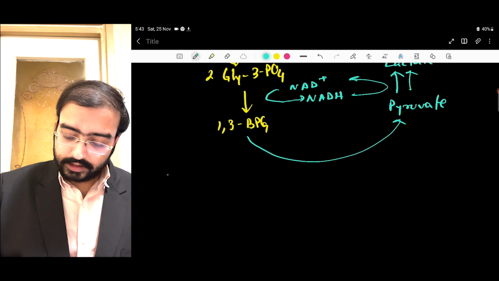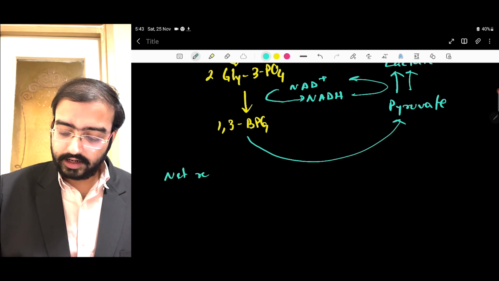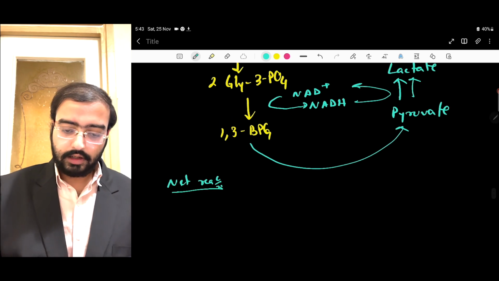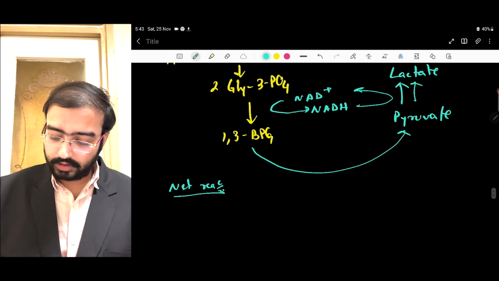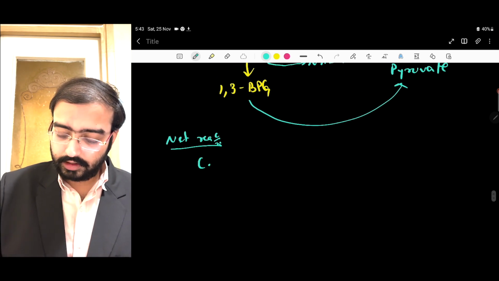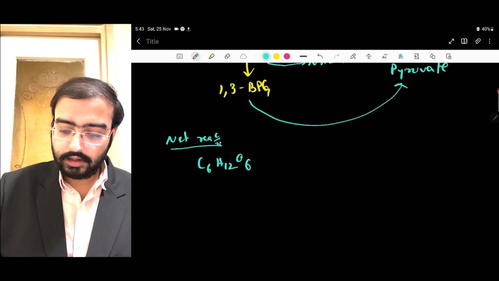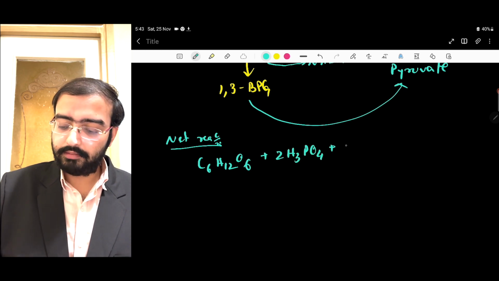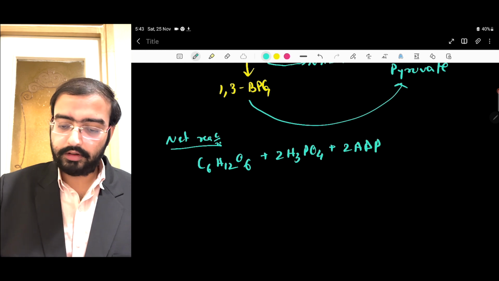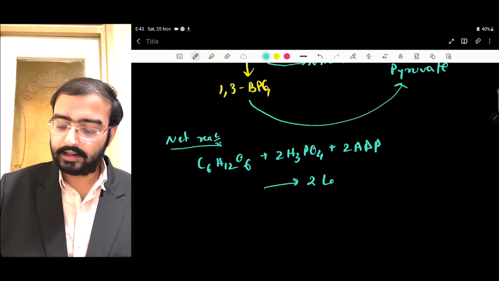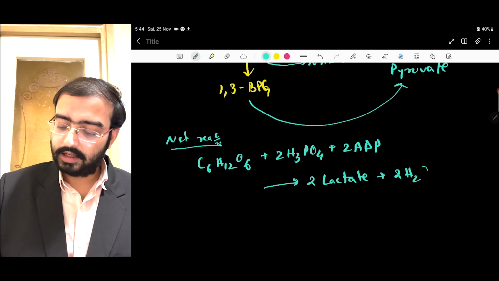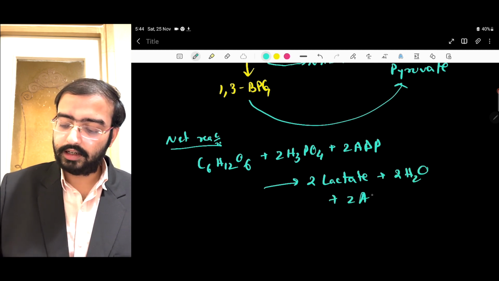Now, what will be the net reaction of the anaerobic process? Again, there will be glucose, C6H12O6, 2 H3PO4 plus 2 ADP plus 2 ADP. It will produce 2 lactate. Lactate is lactic acid, both are the same thing. Plus 2 H2O plus 2 ATP plus 2 ATP, done.